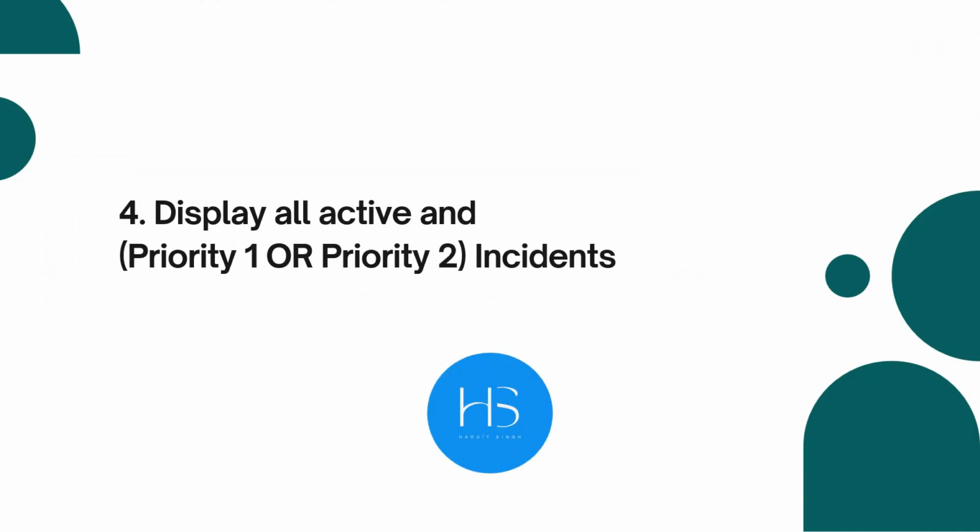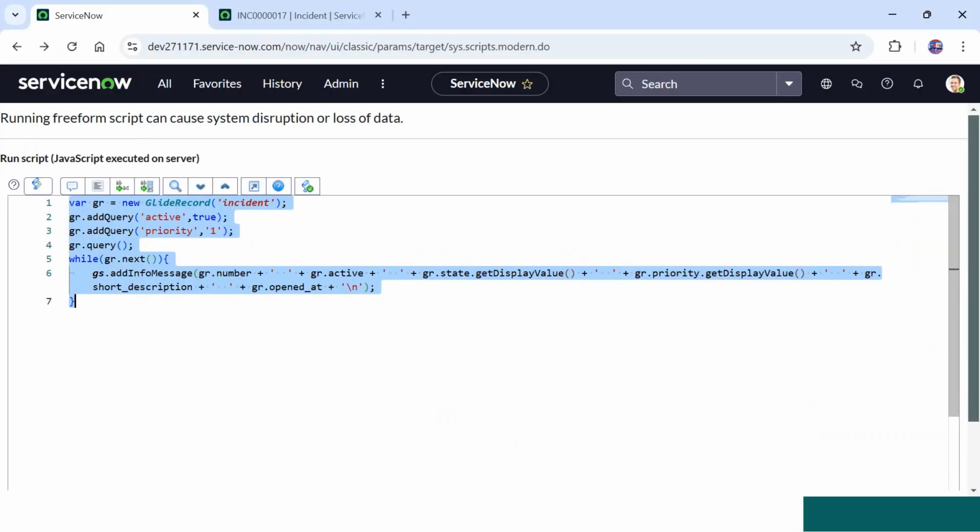Now we move to the fourth example, and we have to display all the active incidents and the incidents which have either priority 1 or 2. So if you see, there is a condition of or. So we have to display active incidents only, but the priority could be 1 or 2. Let's see how can we do that.